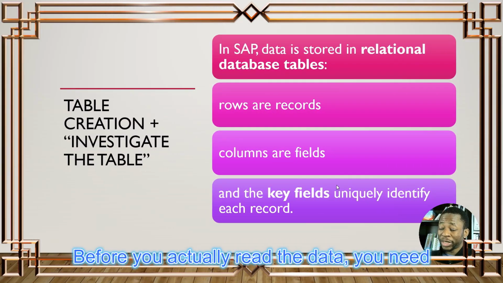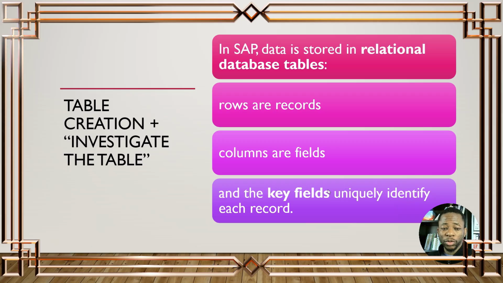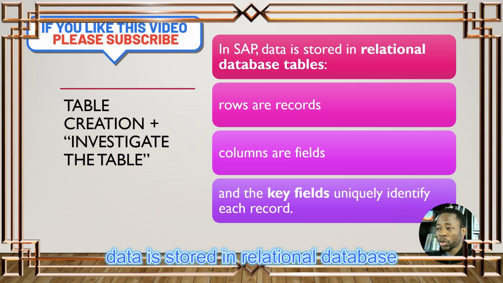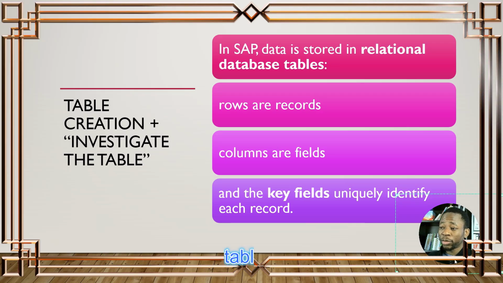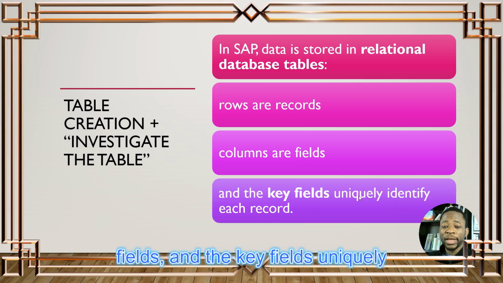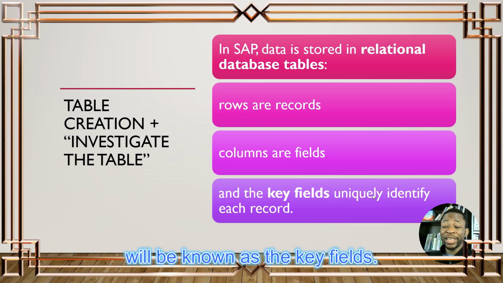Before you actually read the data, you need to know where the data lives, and this takes us to table creation. In SAP, the data is stored in relational database tables. The rows are records, the columns are fields, and the key fields uniquely identify each record. So you have a primary key, and this primary key will be known as the key fields.